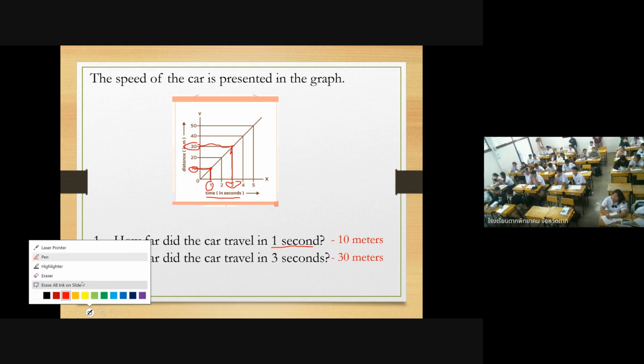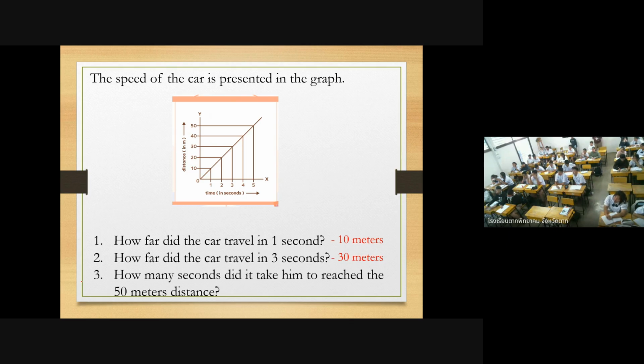Now let's have another question. How many seconds did it take him to reach the 50 meters distance? The answer is 5 seconds. Why? The distance given is 50 meters, right? So this one. So how far is it? So how long did it take him? This. And what is that?